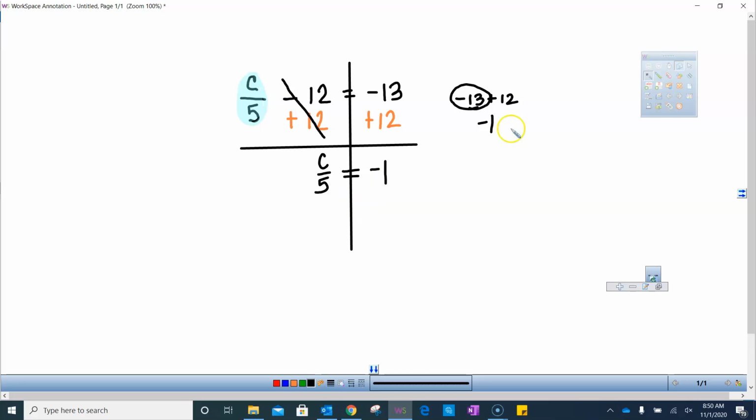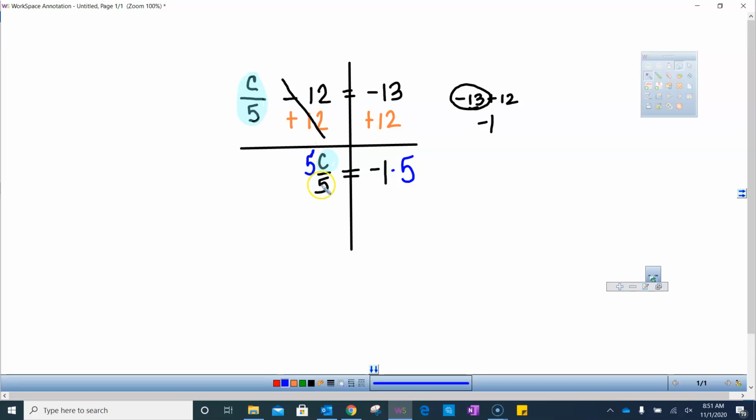Now my next step is to isolate C. So I'm going to highlight C. And I'm going to clearly see now I've got to get rid of the divide by 5. The opposite of dividing by 5 is multiplying by 5. So I'm going to go 5 times C over 5 equals negative 1 times 5. Multiply by 5 on both sides.